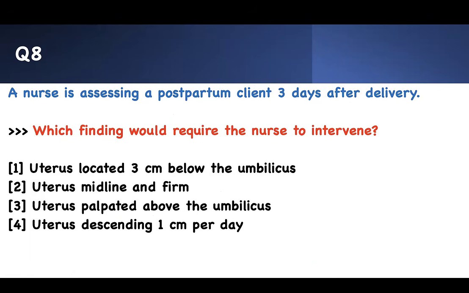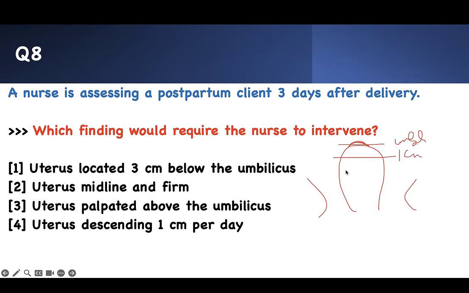She's talking about the uterus. After delivery, the uterus is supposed to go down. It goes down 1 centimeter every day. So if this is the umbilicus, after delivery, the uterus is slightly above the umbilicus. By 12 hours, it keeps on going down 1 centimeter every day. So after 3 days, it should have gone down 3 centimeters below the umbilicus. And that's your right answer.